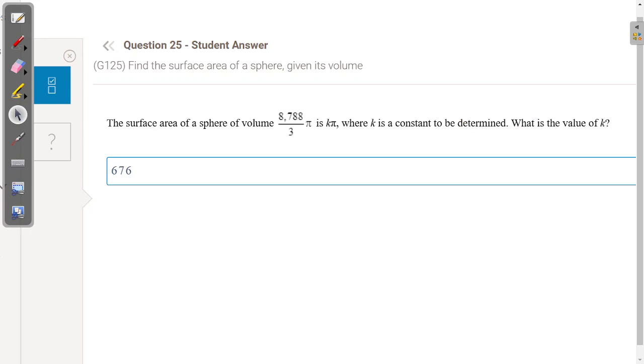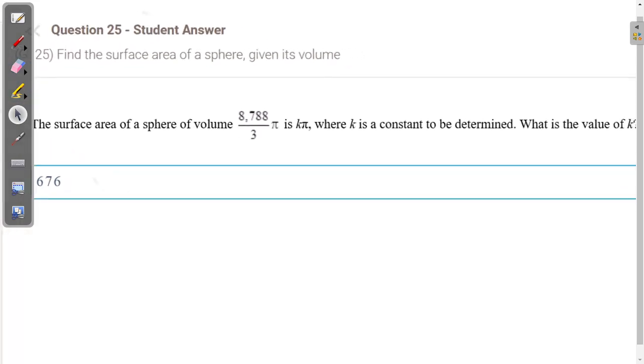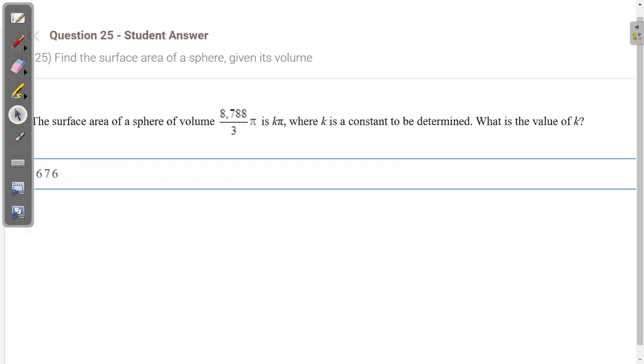The surface area of a sphere of volume 8788 pi over 3 is k pi, where k is a constant to be determined. What's the value of k? So you want to find the surface area from the volume. So from the volume you first find the radius, then you do the surface area.